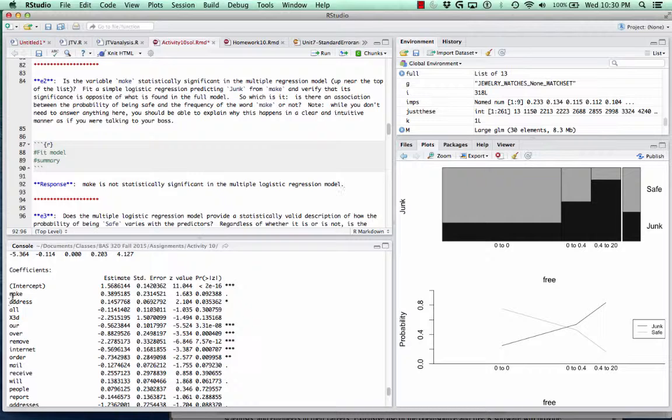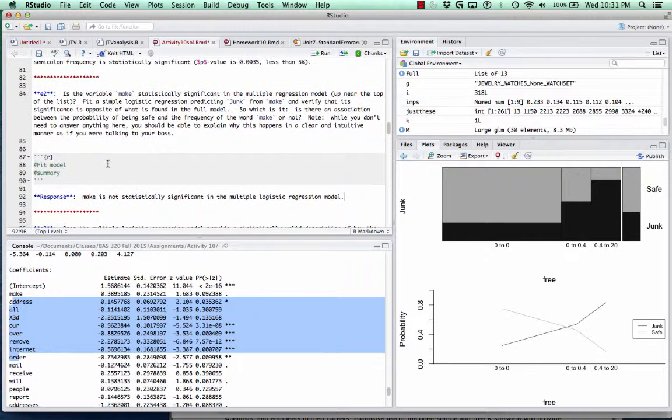So basically, if I try to add in this variable to a model that already contains all these other variables, I don't get any closer to the perfect fitting model than I would if I had just added some random unrelated predictor. Or in other words, adding make into the model with all the other predictors already in it doesn't significantly increase the amount of information that I have about the probability that that email is safe or junk.